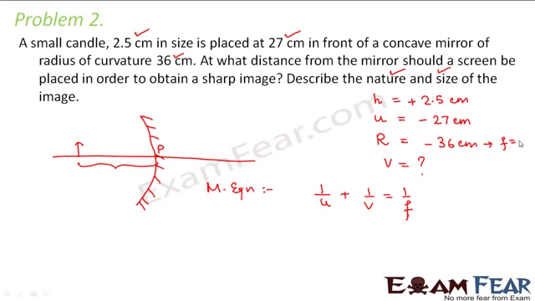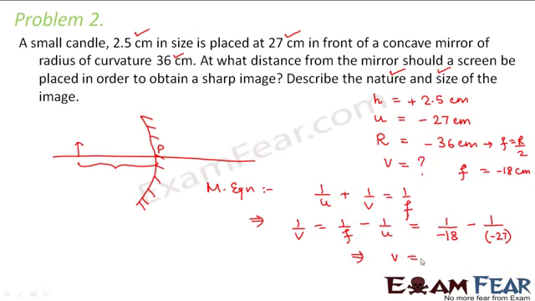f is nothing but r divided by 2. So from that we can say that f is minus 18 centimeters. So we will put that value in this expression. We get 1 by v is equal to 1 by f minus 1 by u. So that is equal to 1 by minus 18 minus 1 by minus 27. So from this we get v is equal to minus 54 centimeters.